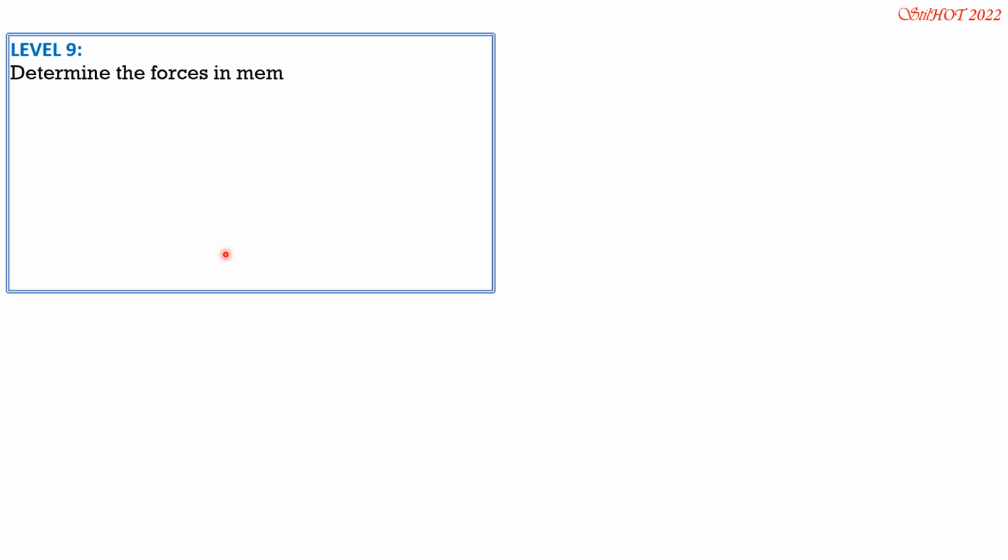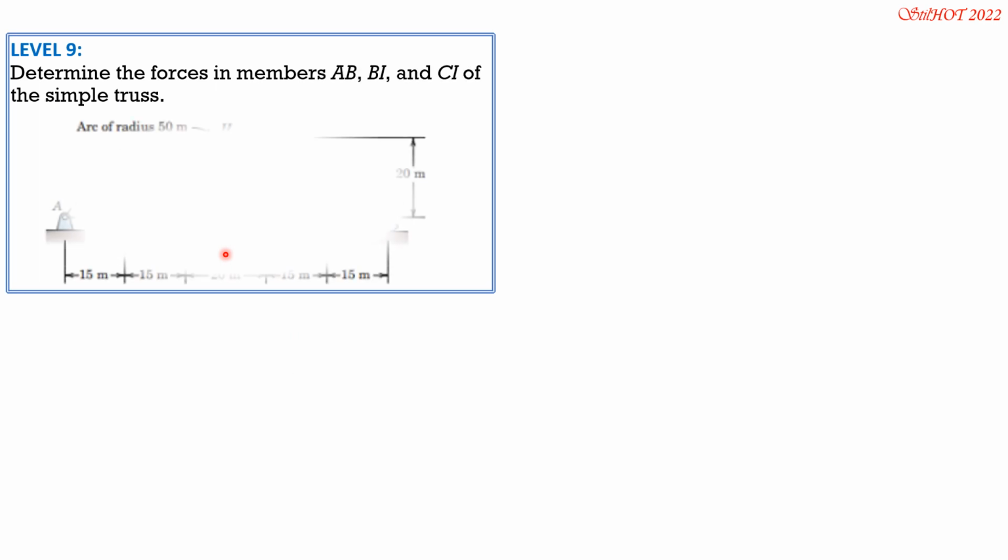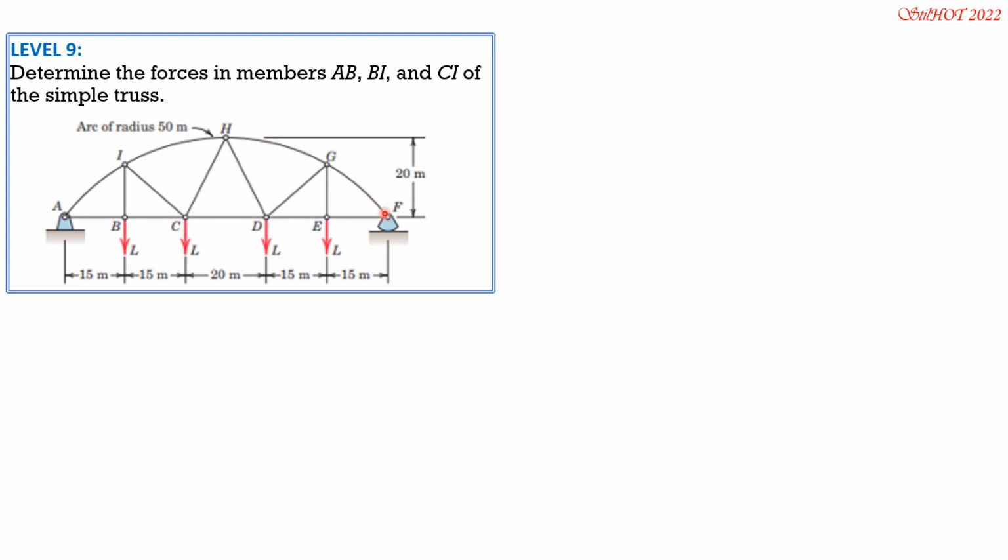Level 9, determine the forces in members AI, BI, and CI of the simple truss. So we have a curved portion of the members, but don't be surprised. Remember that truss members are two force bodies. Therefore, the force on AI, although it is curved, is pointing towards I. At the same time, the force at I is pointing towards A. Same is true with I and H and H and I. But we need the angles that AI makes with the horizontal as well as IH with the horizontal.